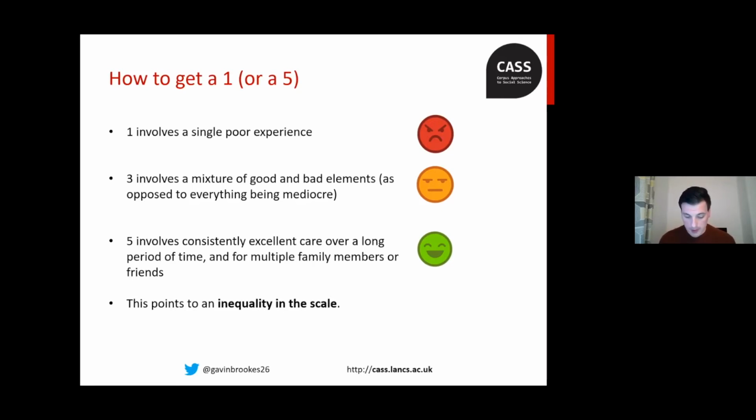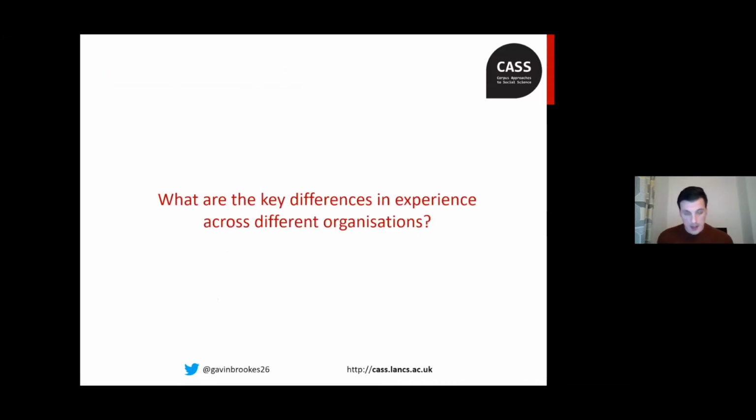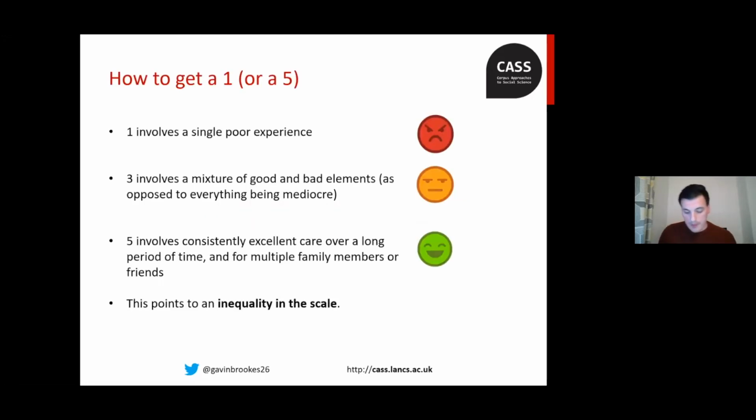So while this kind of feedback is potentially very useful for practitioners, it's maybe not fully representative of the general population. Finally, a 5 has to involve consistently excellent care provided by entire teams of staff and over a long period of time, and to multiple family members or friends too. And we thought that all of this sort of pointed to a kind of inequality in the scale, and we weren't expecting to find this.